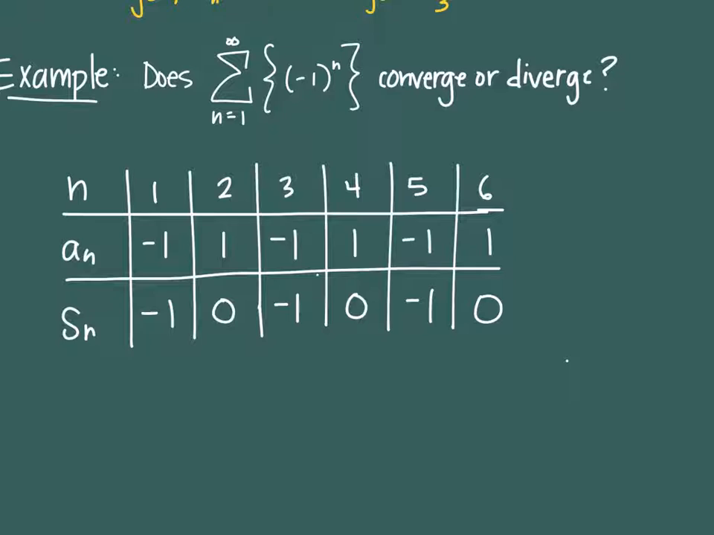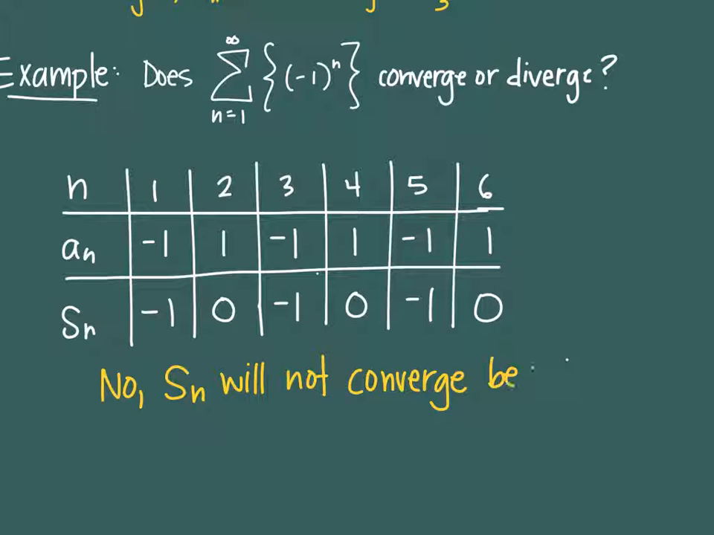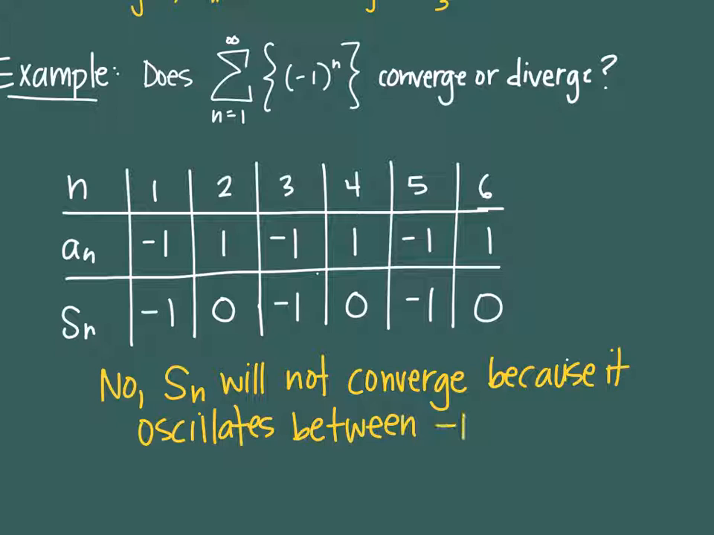So will this converge? Okay, no. S sub n will not converge because it oscillates between -1 and 0.